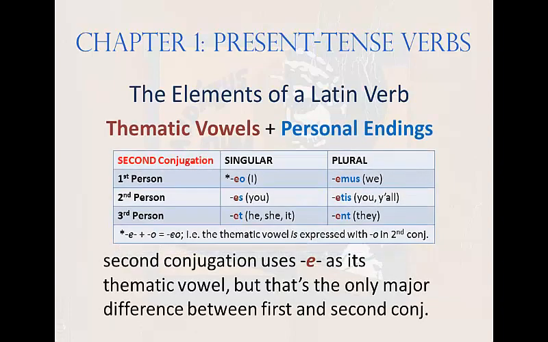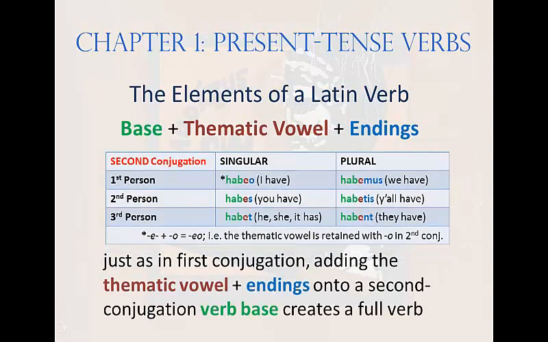Second conjugation uses E as its thematic vowel. But that's the only major difference between first and second conjugation. Just as in first conjugation, adding the thematic vowel plus endings onto a second conjugation verb base creates a full finite verb. Habeo, I have. Habes, you have. Habet, he, she, or it has. Habemus, we have. Habetus, y'all have.